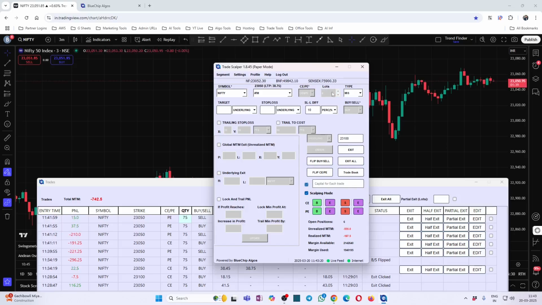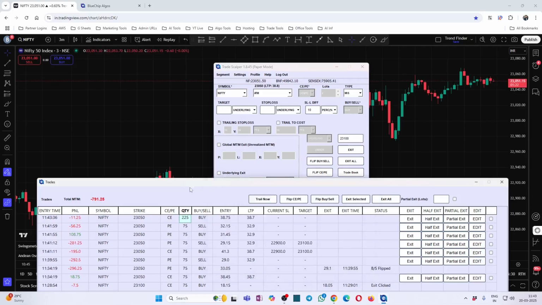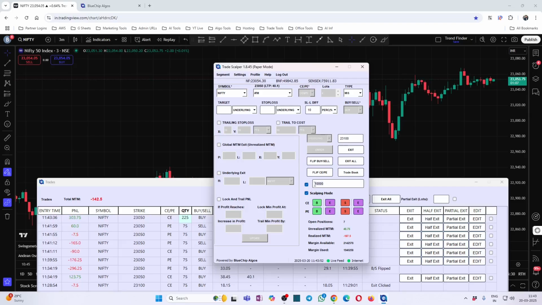Just check mark this, lots will be grayed out, and then you can enter whatever amount you want to pick up in every trade. If you put 10,000 rupees and then hit on CE buy, you can see that the quantity has automatically been changed from 75 to 225, which means the Trade Scalper application calculates the quantity automatically as per the value you mentioned in this field. So this is a very, very important feature for those who want to keep their capital constant in each and every trade. So this is the fifth feature.